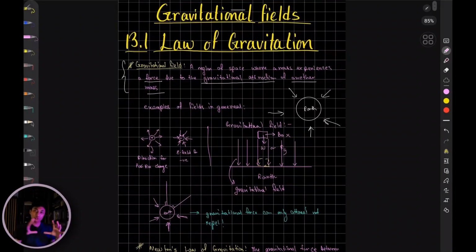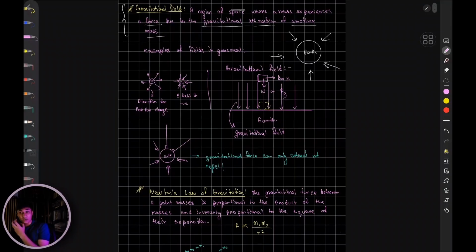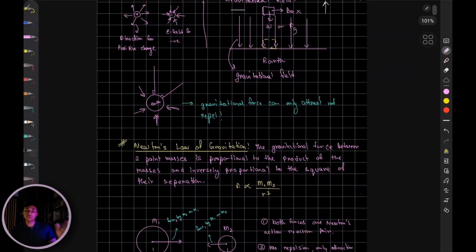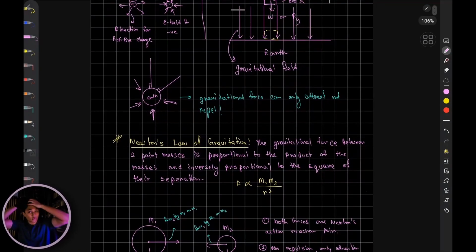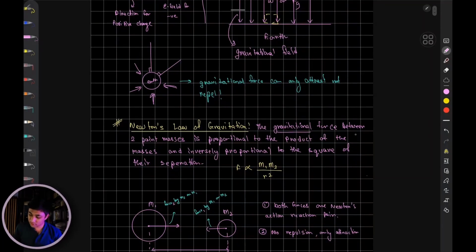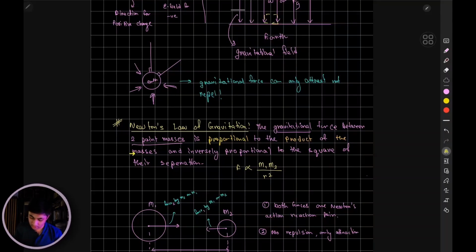Now, we understood what gravitational fields are in theory. Now, to understand what amount of force is going to be exerted on any mass, we have to understand Newton's law of gravitation. What does it say? The gravitational force between 2 point masses is proportional to the product of the mass and inversely proportional to the square of their separation. What does this mean?